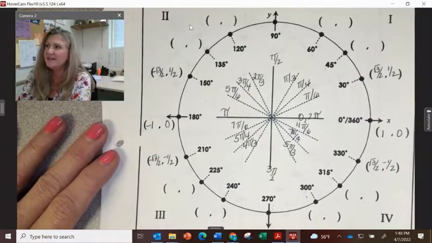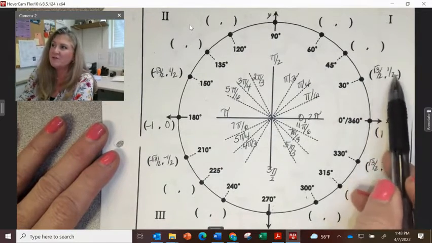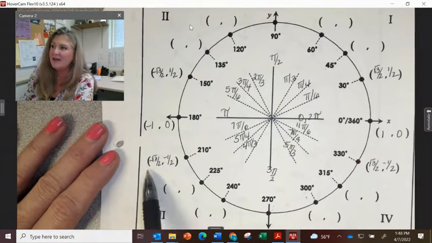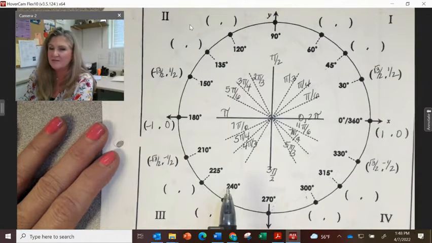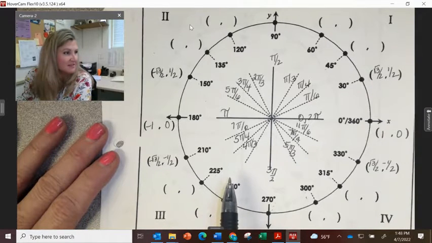All right, did you get them? Everything's radical 3 over 2, 1/2, except some of them should be negative. Down here, you should have both negatives. Over here, just the y is negative. Okay, does that make sense to everybody?